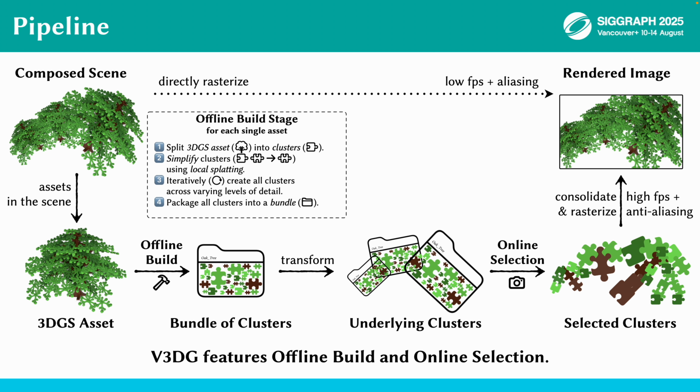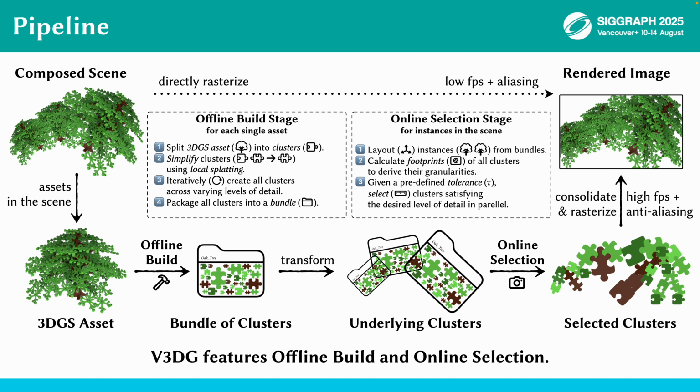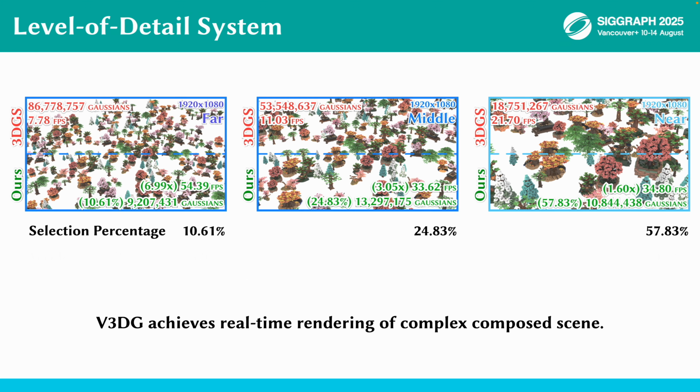During the offline build stage, we post-process each reconstructed 3D GS asset in the composed scene, generating clusters at different levels of detail. During the online selection stage, based on camera distance and resolution, we select clusters at appropriate levels of detail to render the final image. Core designs in these two stages will be introduced later. With this LOD system, we can achieve real-time rendering of complex composed scenes.